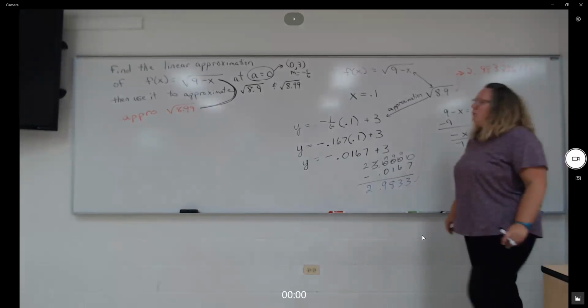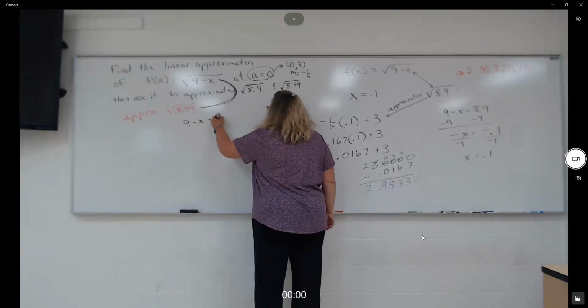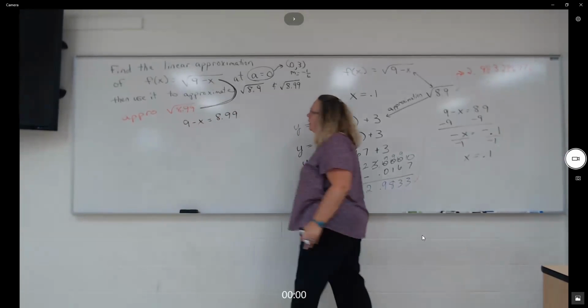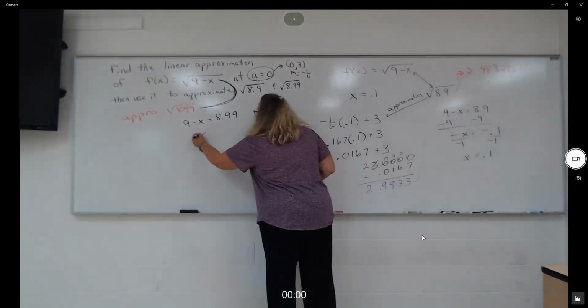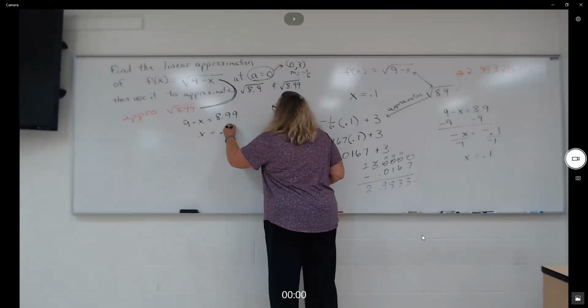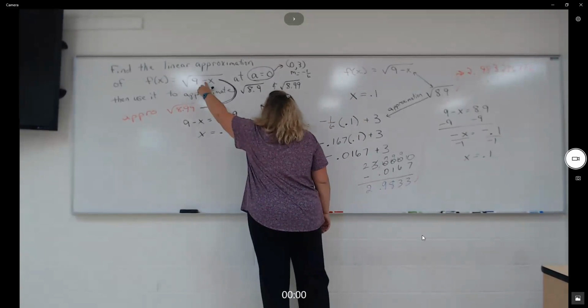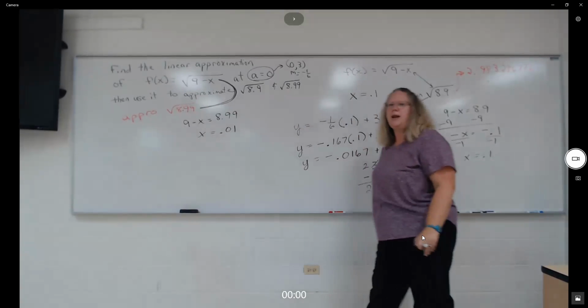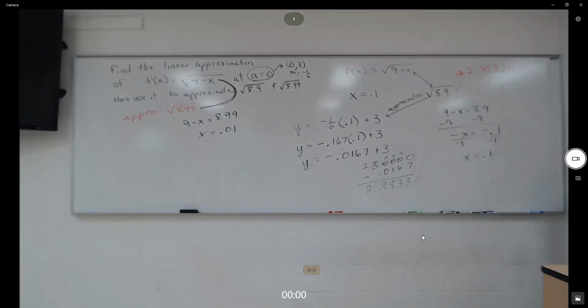Beautiful, 0.01. Perfect. And again, if you don't know, you could set it equal. Don't panic if you can't figure it out or you just want to make sure. But it should be 0.01. Or you could check it: 9 minus 0.01, and you should get 8.99. So remember, you have to figure out what x should be so that you get that number under the radical.